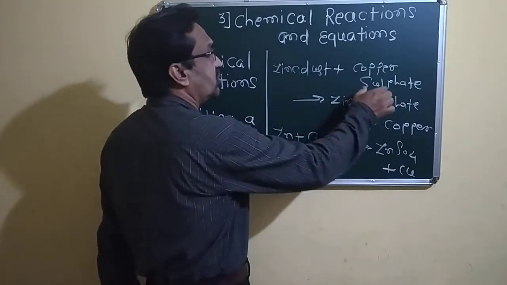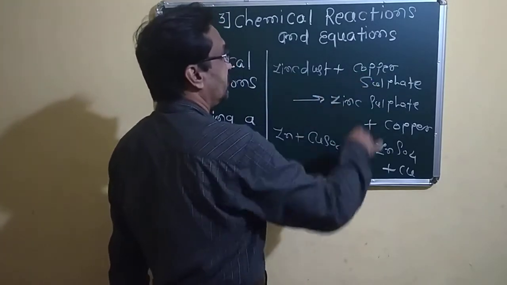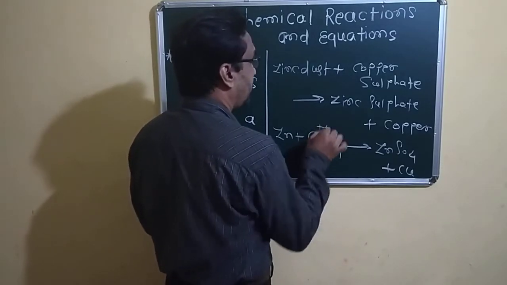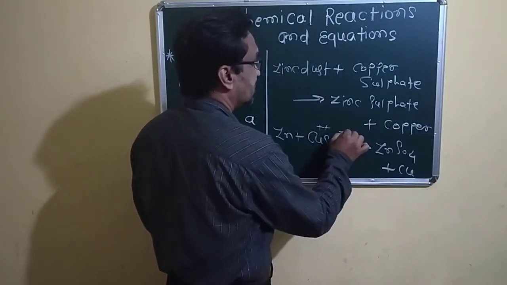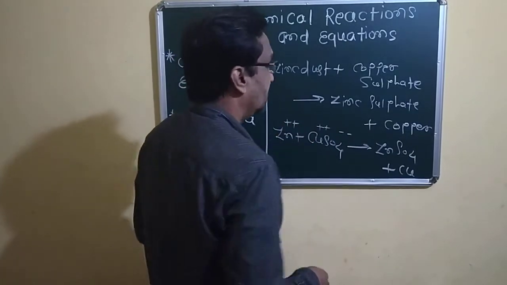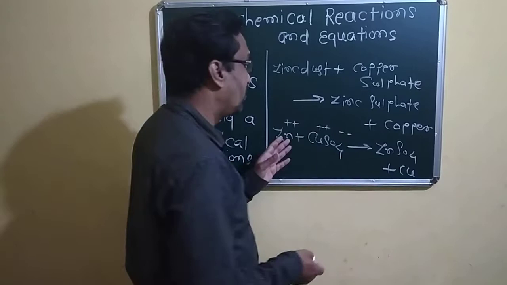So in the reaction of zinc and copper sulfate, you have to see that copper has valency +2, sulfate has -2, and zinc has +2. In this way, there is breaking of bonds.